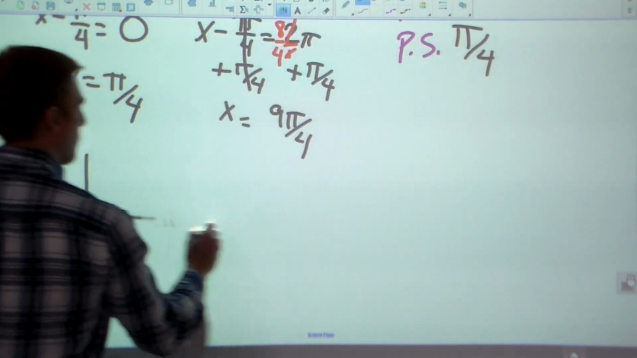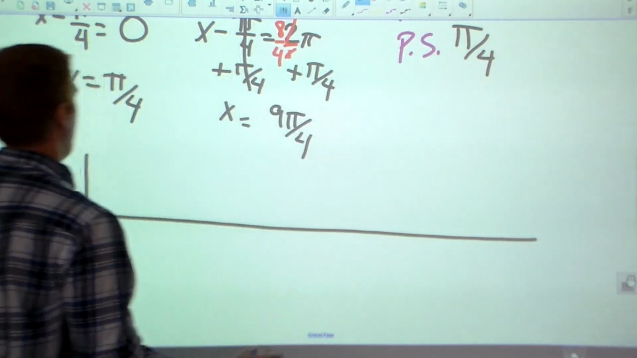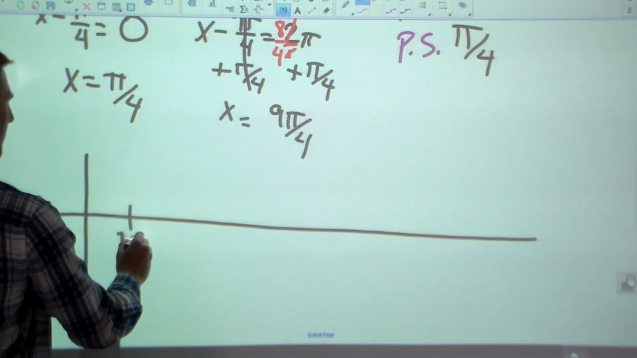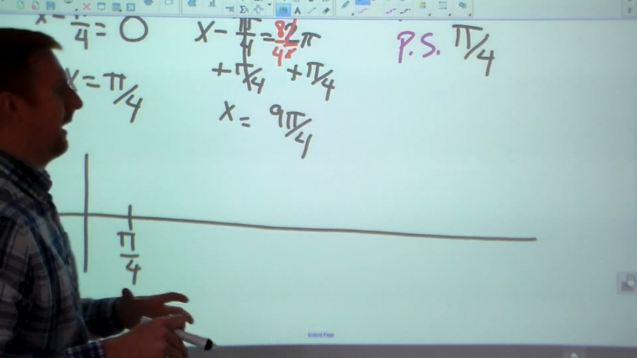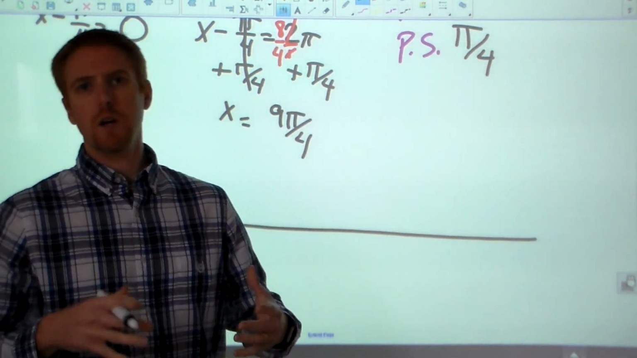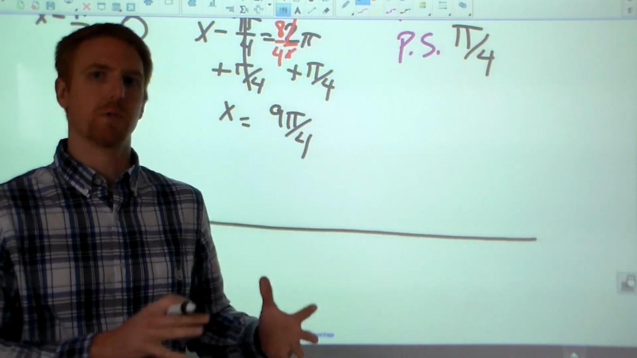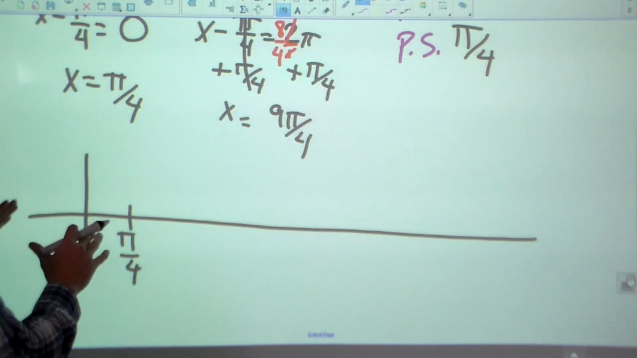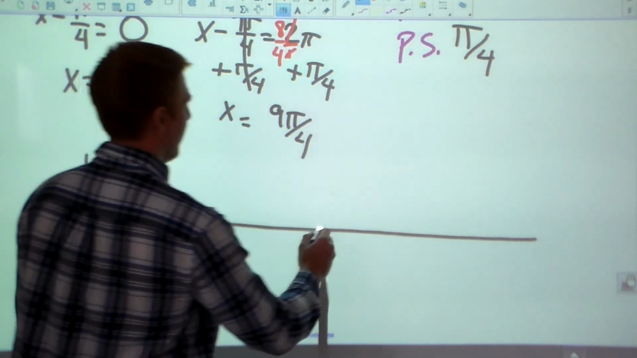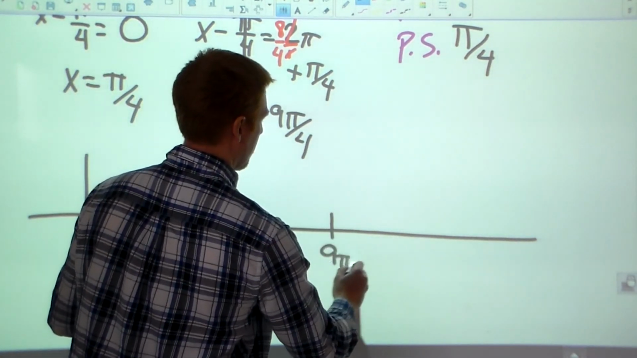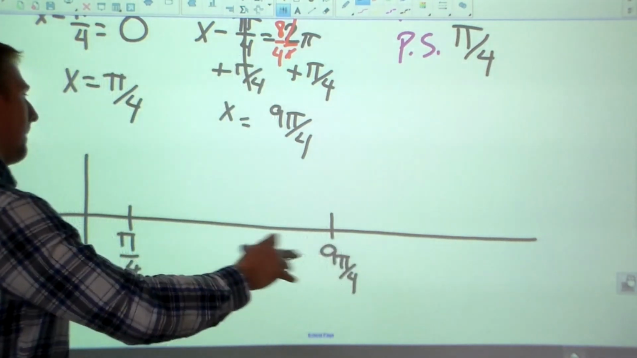Now, most all of these problems are going to ask you to do 2 full cycles. So this is the point where most people have trouble, or at least this is the most difficult part I've found over the years for most students. So we want to start at pi over 4. We want to end at 9 pi over 4. And the way I'm drawing this out, and notice I'm drawing this.